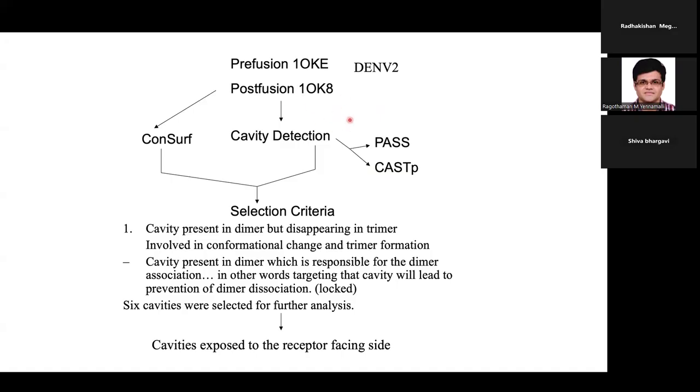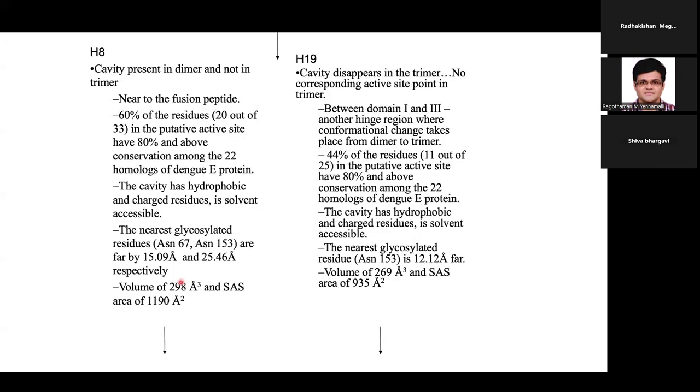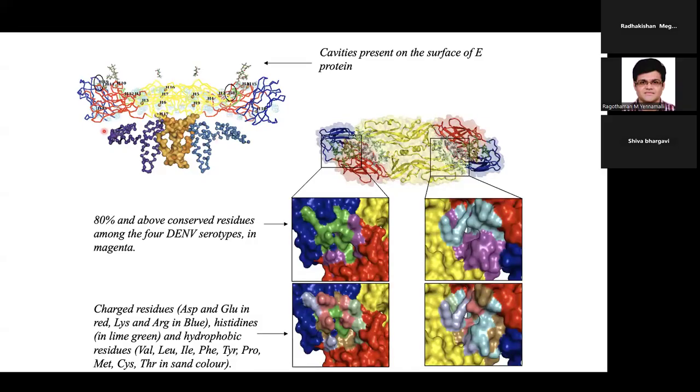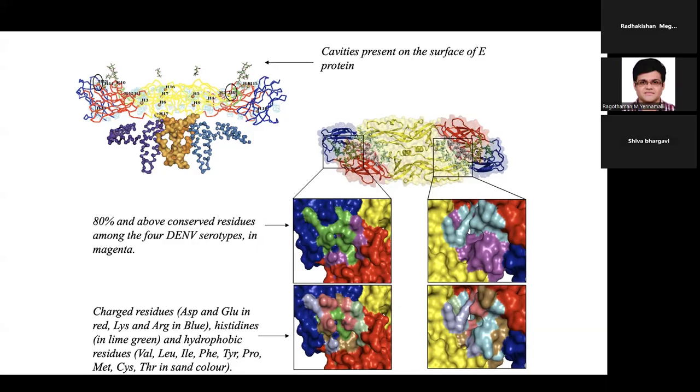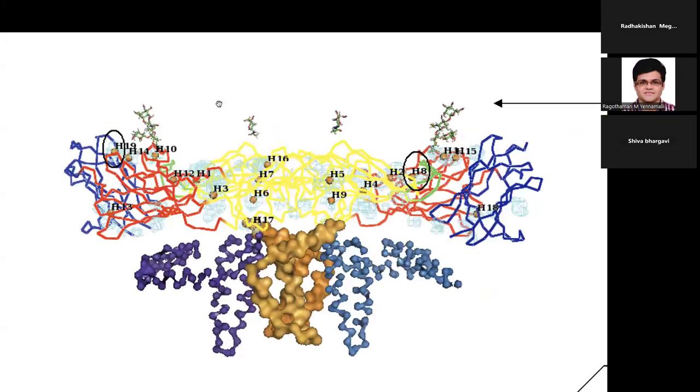So looking at all the different cavities that we found, there were 6 cavities that fit both the criteria that were common between both the tools, and they were present in the pre-fusion and post-fusion. And then we looked at which of these cavities are on the receptor facing side. So this is the membrane. You can see the curvature of the membrane bound protein. So this is the membrane lipid bilayer. This is the dimer.